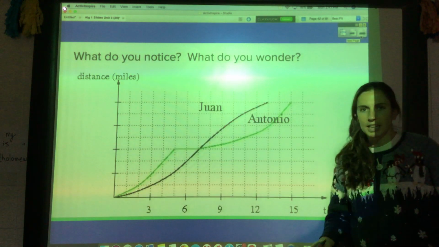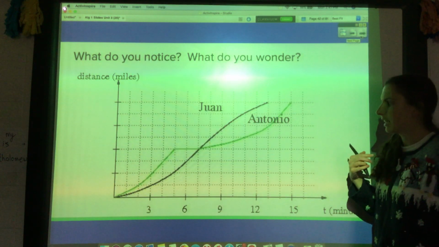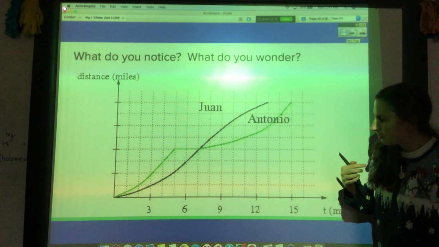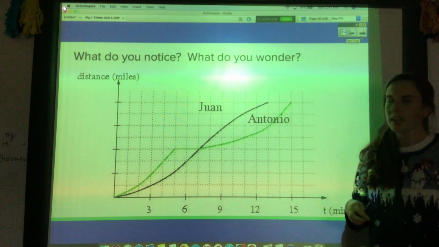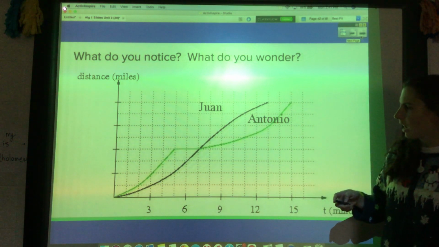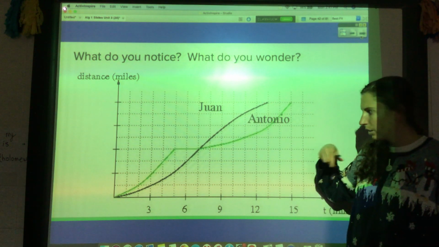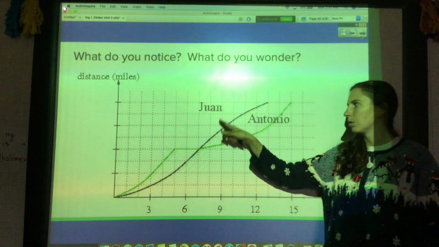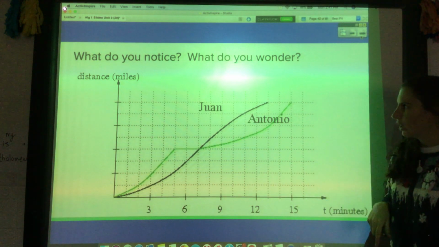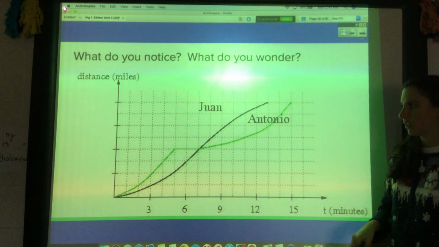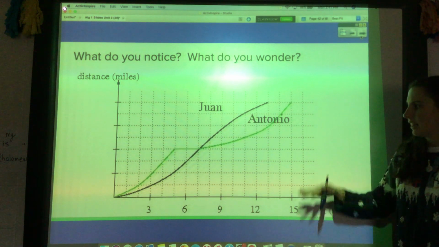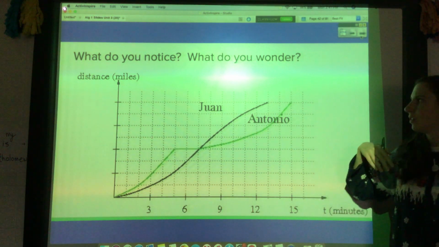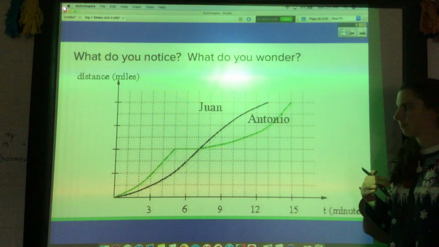Another example I want to look at before we get into more specifics is not real data, just a fake scenario with two guys named Juan and Antonio. The green graph represents Antonio, this one represents Juan. Before I give you any more information, I want you to pause and think, what do you notice about this graph? And what are some things you wonder?